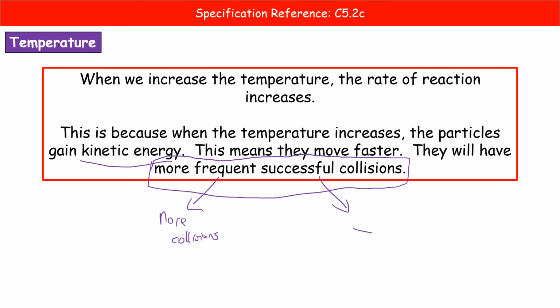And the successful part just means that they have exceeded the activation energy. So remember when we've looked at our reaction profiles, that's a terrible reaction profile because it's a weird angle, but this point here, that is the activation energy. Activation energy is the energy needed to start a reaction. The successful collisions are the ones that have exceeded that. The higher the temperature, the more likely they are to have successful collisions. So remember, temperature increases, rate of reaction increases, because the particles have gained kinetic energy, so they are moving faster and will have more frequent successful collisions.